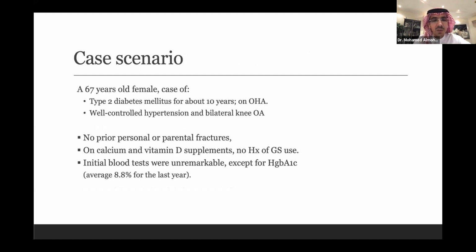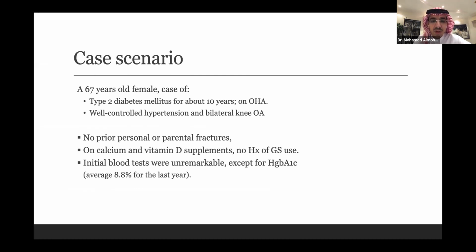So I will start with this case scenario that we have seen in the osteoporosis clinic in our center. She's a 67-year-old postmenopausal female who comes to the clinic. She's a known case of type 2 diabetes for the last around 10 years. She is on metformin 1,000 milligram twice a day. She is also on sitagliptin 100 milligram, and recently added empagliflozin 10 milligram once a day.